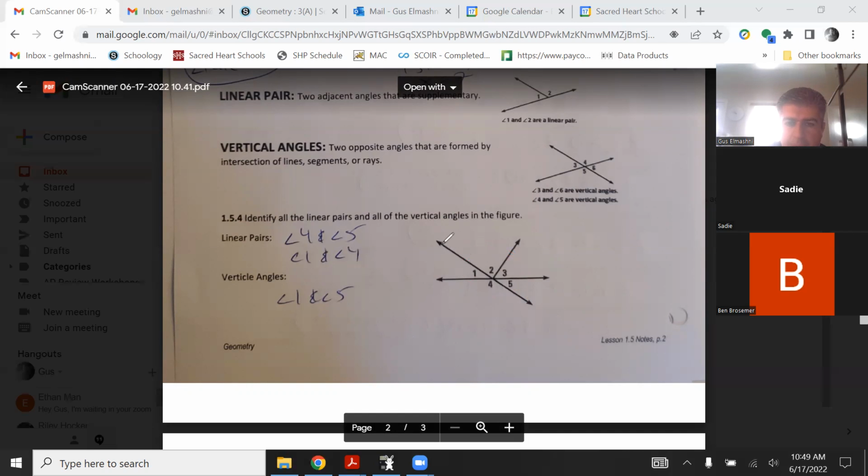Vertical angles: we do have 2 lines here, and 1 and 5 are opposite of each other. So those are vertical angles. The combination of 2 and 3 with 4, but again, 2 and 3 are 2 different angles, so you just want to give a pair of angles. 1 and 5 are vertical angles. Questions on how to find vertical angles or linear pairs?